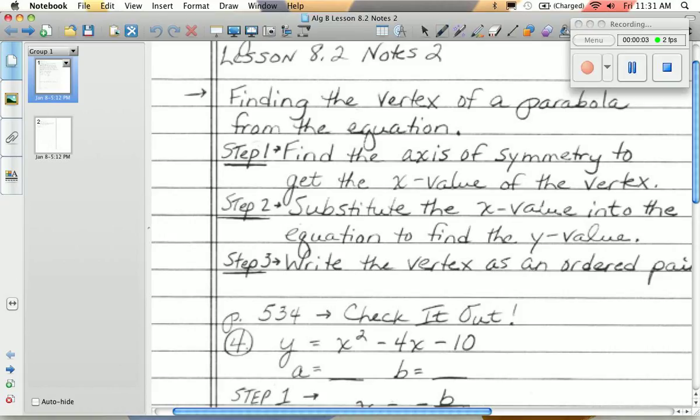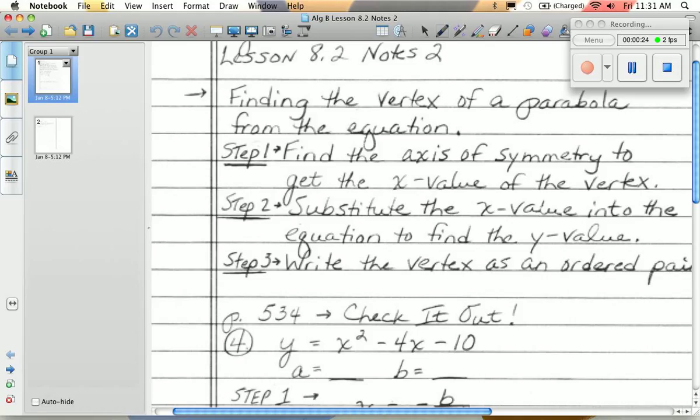So moving on to lesson 8.2. Yesterday you were being able to locate the zeros. And then the other thing you did is you learned how to find the axis of symmetry, which is a vertical line, which you are finding in an equation. Today we're going to be looking for the vertex of the parabola, which is an ordered pair. It's a point on the graph.